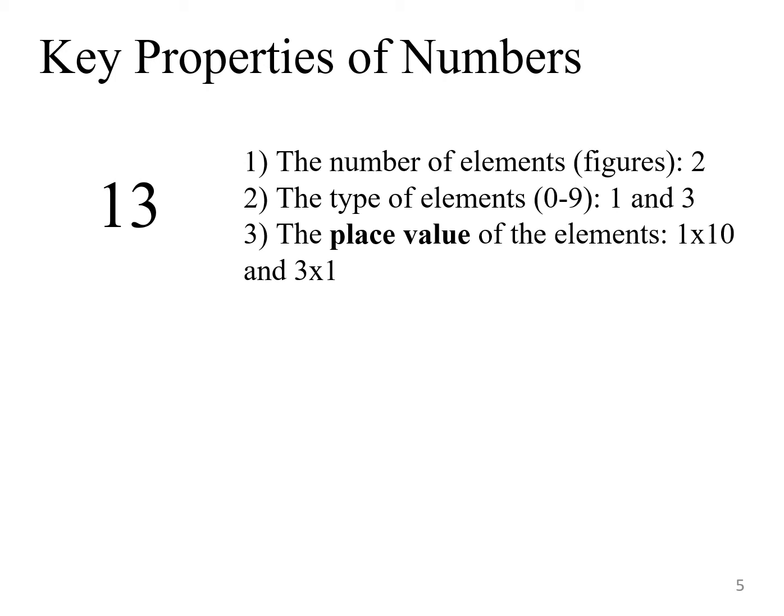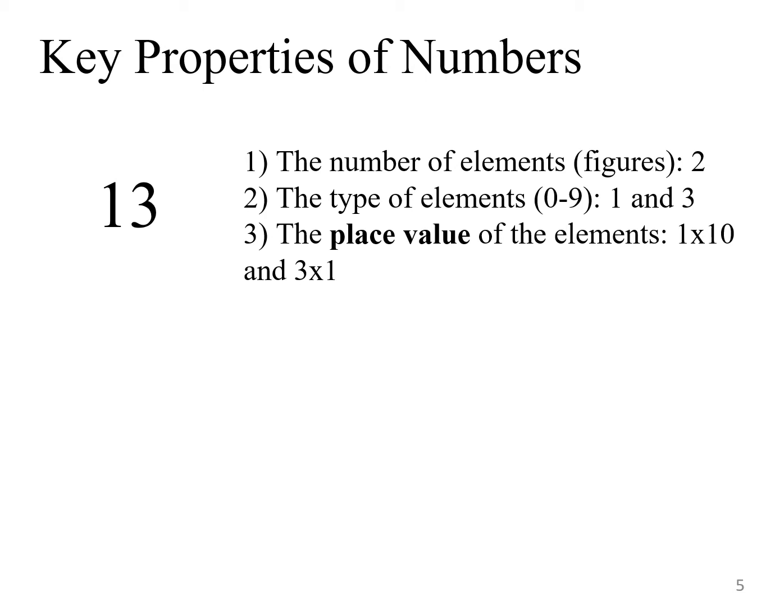Numbers in the decimal system have three key properties, one of which is place value. The first are the number of elements or figures, so the number 13 has 2 figures. The second are the type of elements or the numerals. 13 has a 1 and a 3. Finally, the position in which the elements are placed matters. The 1 in front indicates 1 times a 10 and the 3 on the right indicates 3 times a 1.